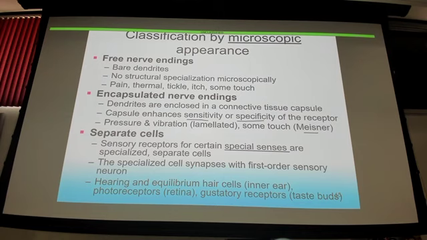A separate cell means they looked at the microscopic appearance of, say, the taste buds and their neural pathway. We know sensory is coming from the taste buds to the CNS. Let's act like we were mapping it: you go into the CNS and find there's a nucleus in there for taste buds.